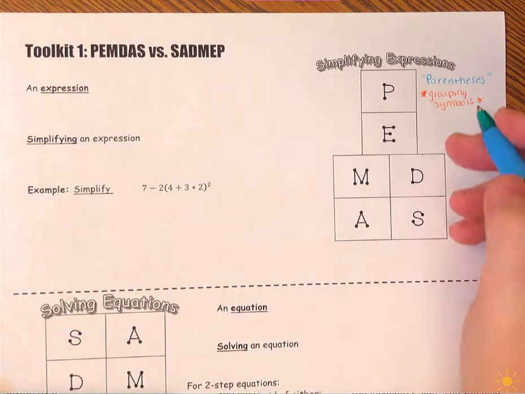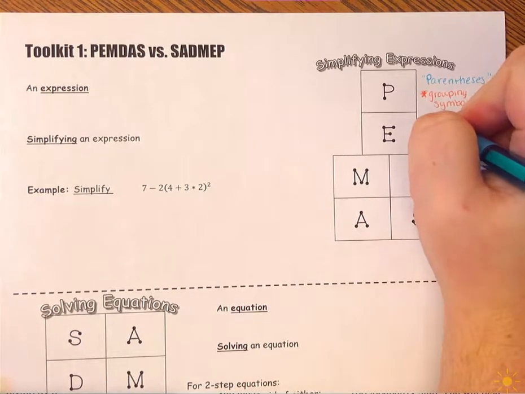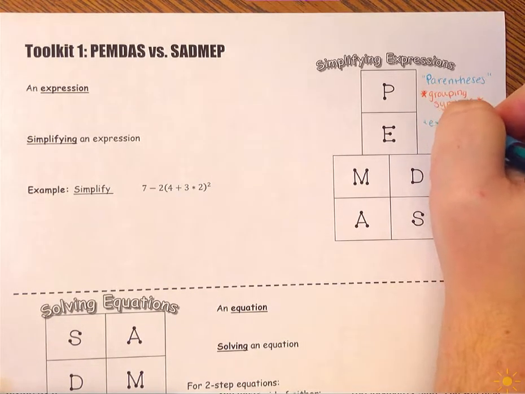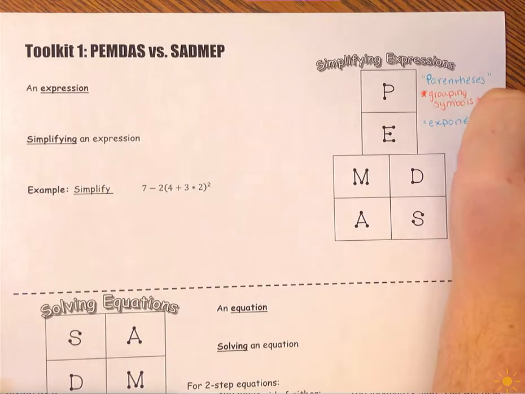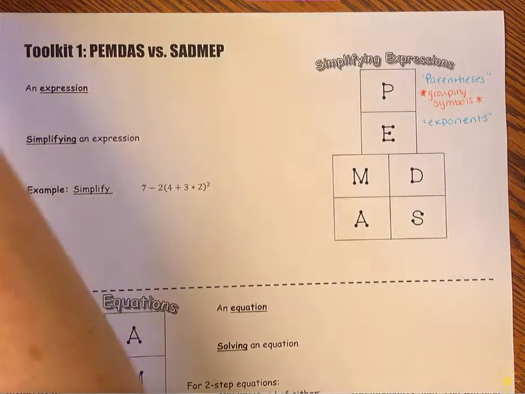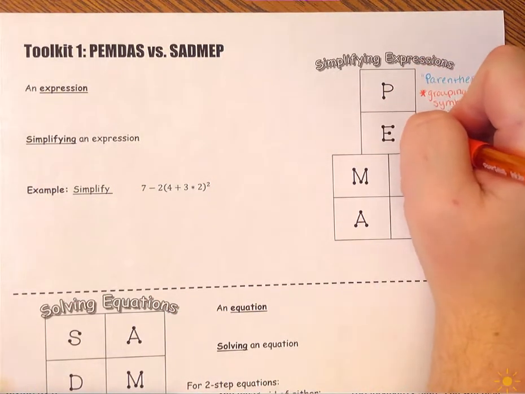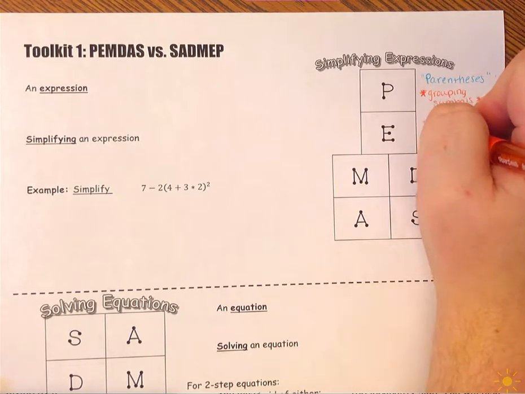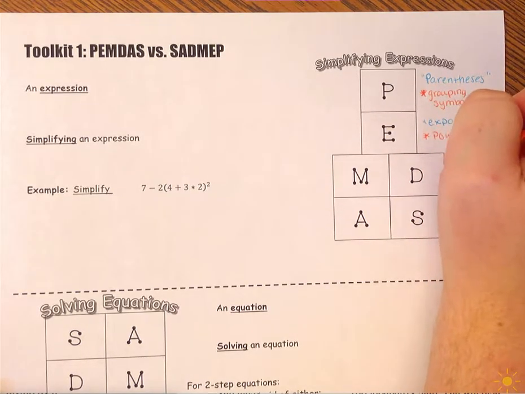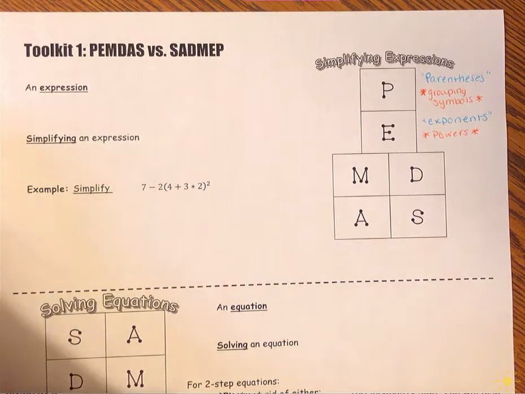The E in PEMDAS is exponents. The exponents, another word for that would be the power. So the powers of the problem. Your powers can be something squared, cubed, fourth. It could even be raised to the x. It could be raised to the 1/2 power. It's anything that something is raised to.